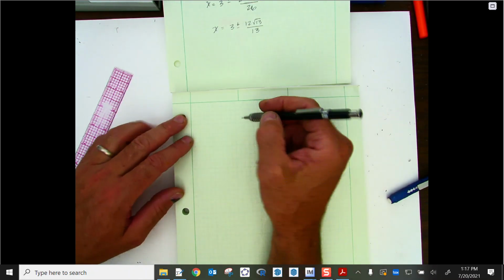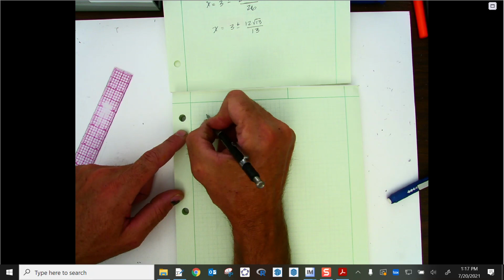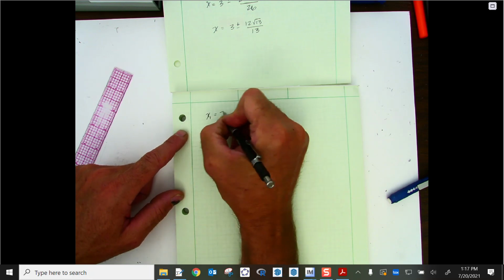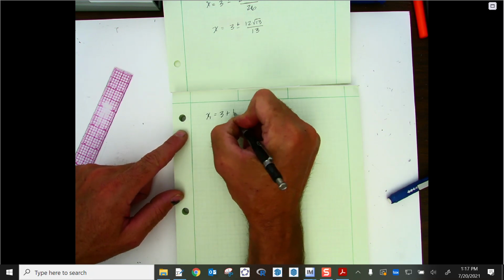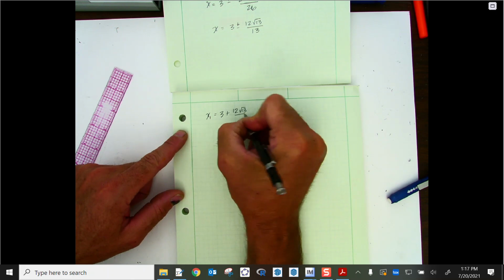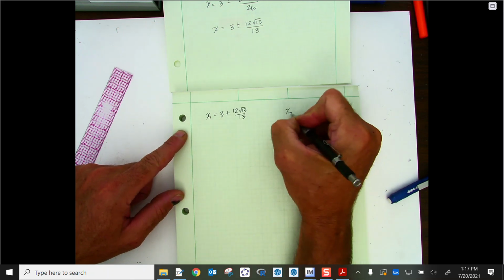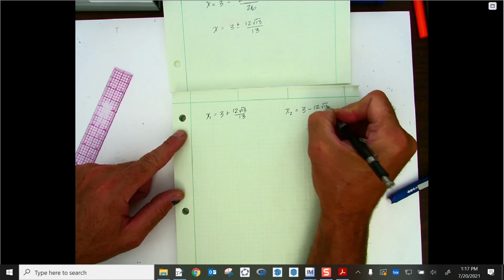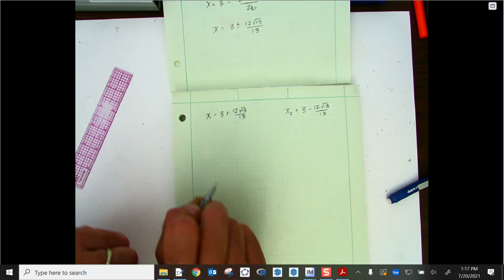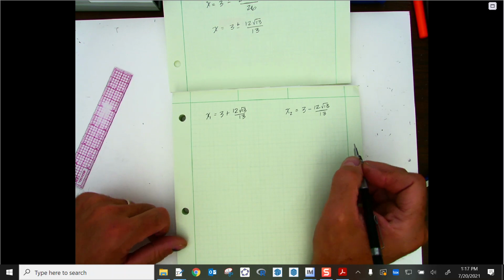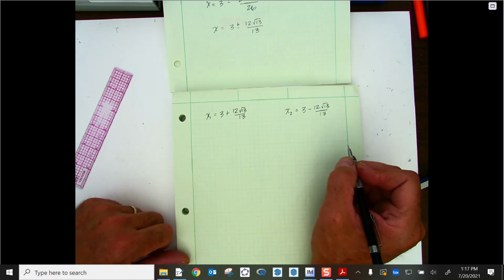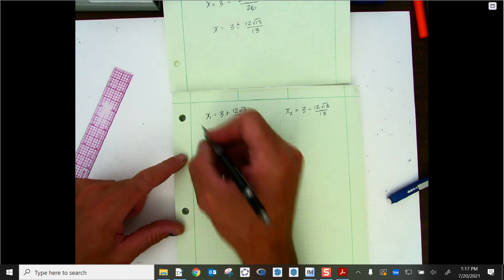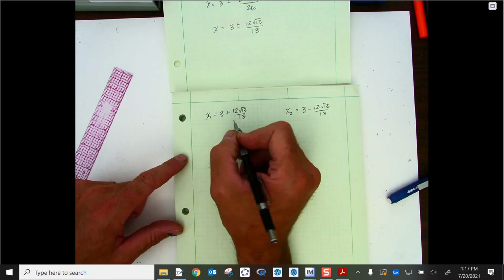Let's go ahead and start a two-column version here. So let's call x1 3 plus 12 root 13 over 13. Let's call x2 3 minus 12 root 13 all over 13. And there it is. We found the x coordinates. We need to find the y coordinates, but we have an equation that allows us to find those, right?